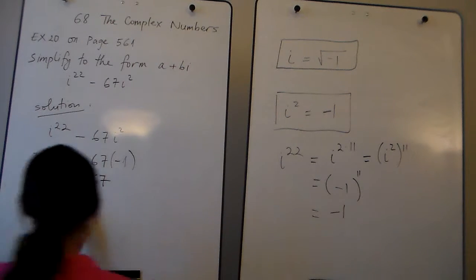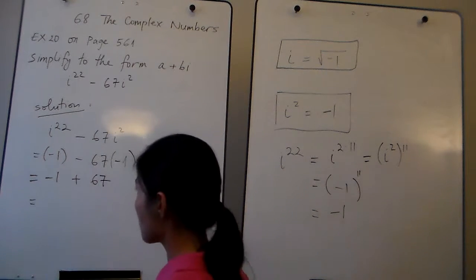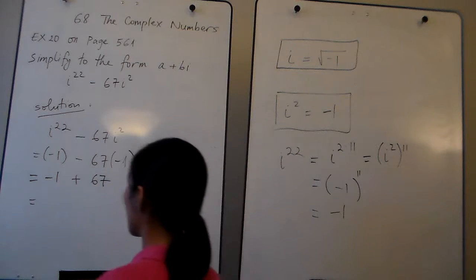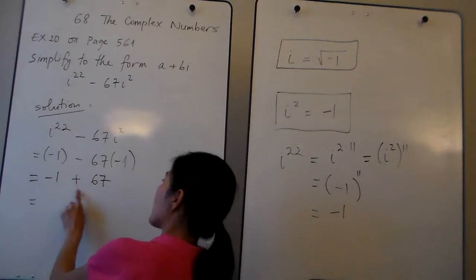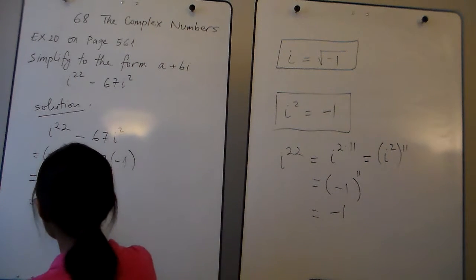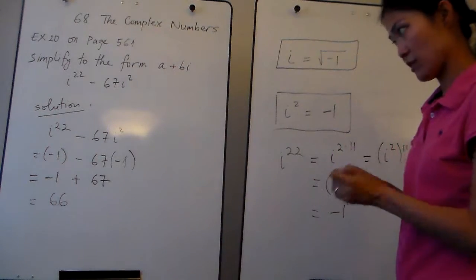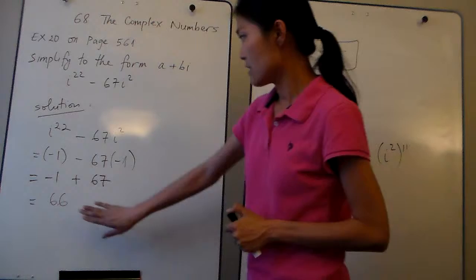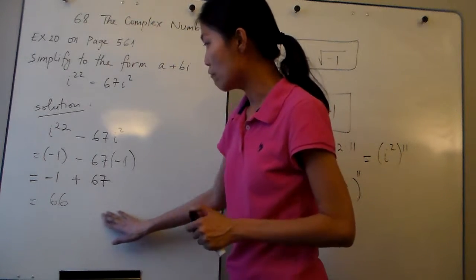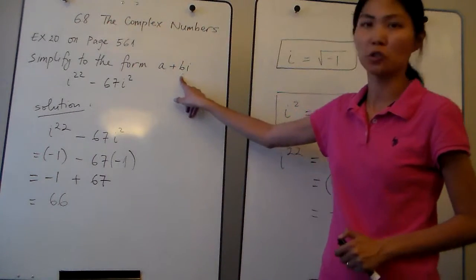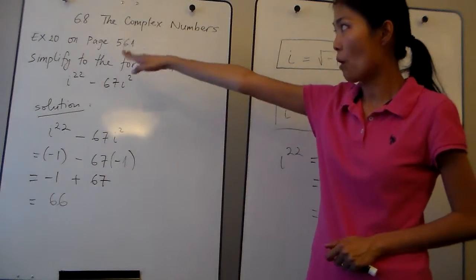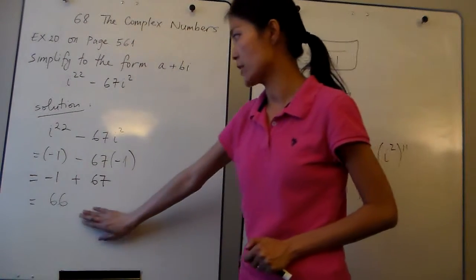Now we're left with two real numbers, or like terms. You can simplify -1 plus 67 to get 66. So it turns out the answer is a real number. For this example, there's no i involved because b is equal to 0. So example 20, the answer is 66.